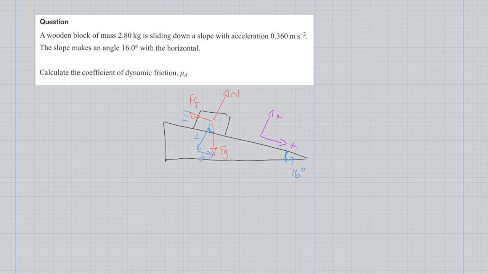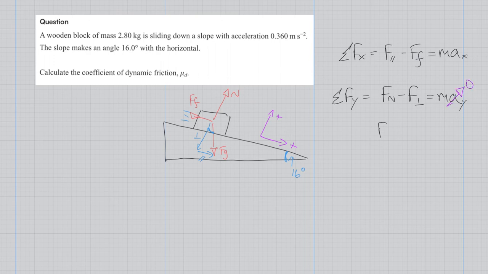So let's set up our net force equations. Sum of the forces in the x direction is simply going to be the parallel component of gravity minus my force of friction equals mass times acceleration in the x direction. The sum of the forces in the y direction would be my normal force minus my perpendicular component of gravity equals mass times acceleration in the y. Now, we know the acceleration in the y is going to be 0, and so my normal force is going to equal my perpendicular force.